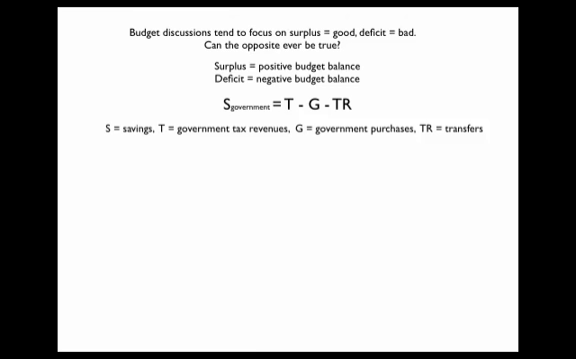So a surplus, what's that? Surplus is a positive budget balance, and a deficit is a negative budget balance. Remember what budget balance is: S equals government savings, T is taxes, G is government purchases, and TR equals transfers. So we're talking about a surplus when we actually have more savings than we have spending on the right. Deficit is when we have less savings than we have spending on the right.